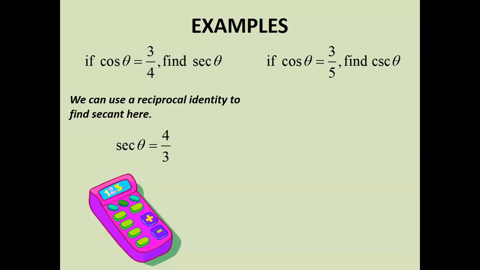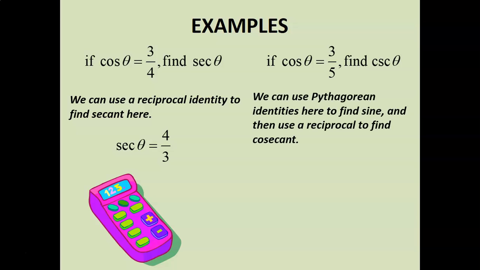Another way of looking at this would be to take a problem like this and say cosine of theta is 3/5, and we want to find cosecant of theta. Well, they don't relate directly through the reciprocal identities. We know that cosecant relates to sine, and if we have cosine, we can find sine based on the Pythagorean identities.